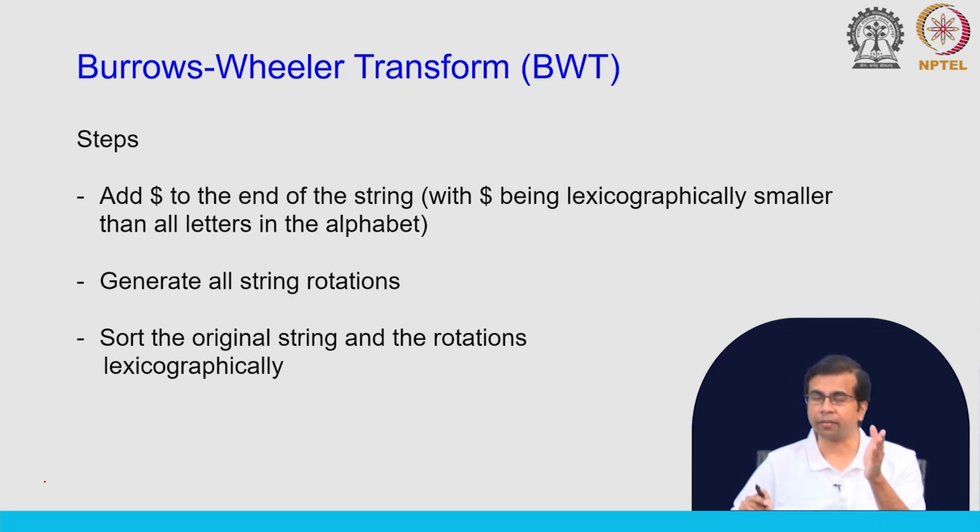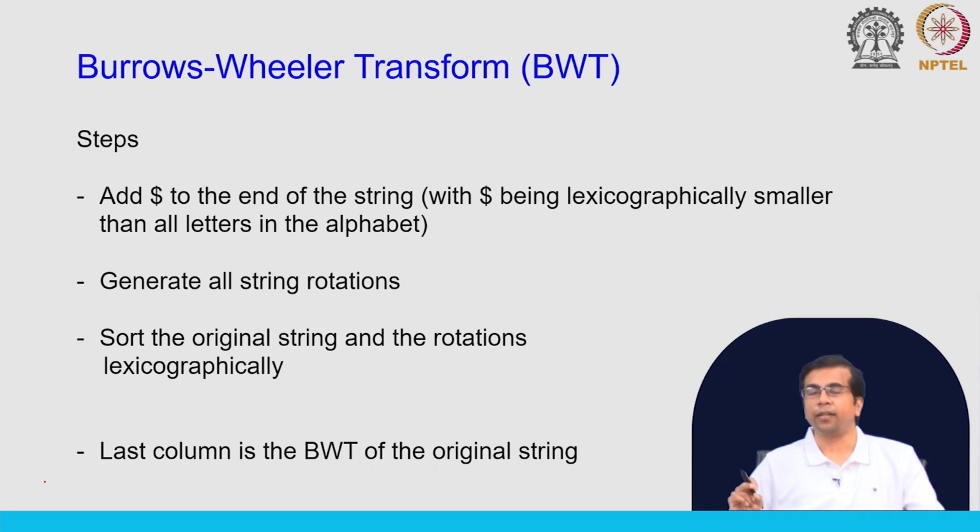We have seen lexicographical sorting just now in the case of the suffix array. So, here is a similar idea. We generate all these rotations and take the original string and sort lexicographically. And in the matrix that we generate, the last column of that matrix is the Burrows-Wheeler transform of the original string. And this Burrows-Wheeler transform has certain properties that you can utilize for read mapping. So, we will slowly elaborate this whole process starting with the Burrows-Wheeler transformation.